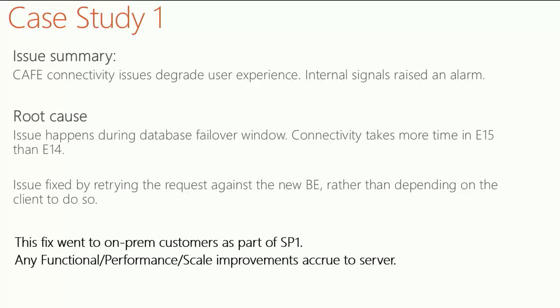This is an example of where any of the functional, performance, or scale improvements that we make in the system all accrue to the server as well. So if you recall the forking picture that we showed, all these fixes are tested in the cloud first, and then they all get aggregated and sent to our on-prem customers as well.